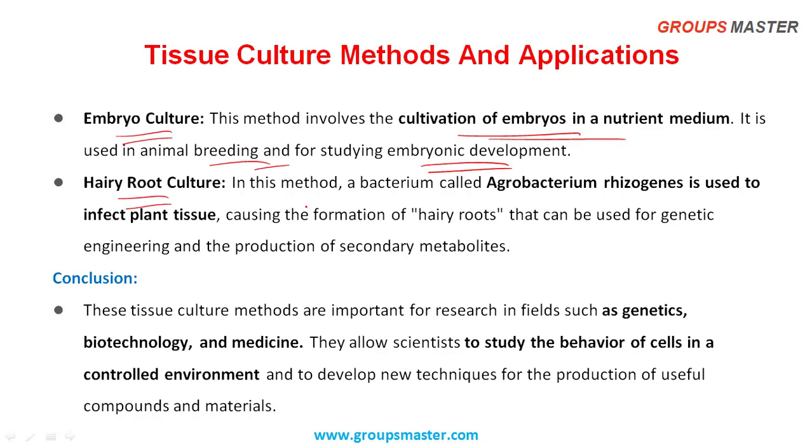Next one is hairy root culture. In this method, a bacterium called Agrobacterium rhizogenes is used to infect plant tissue, causing the formation of hairy roots that can be used for genetic engineering and the production of secondary metabolites.